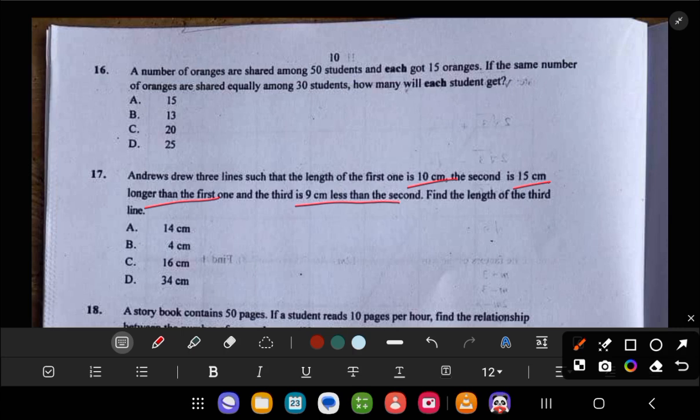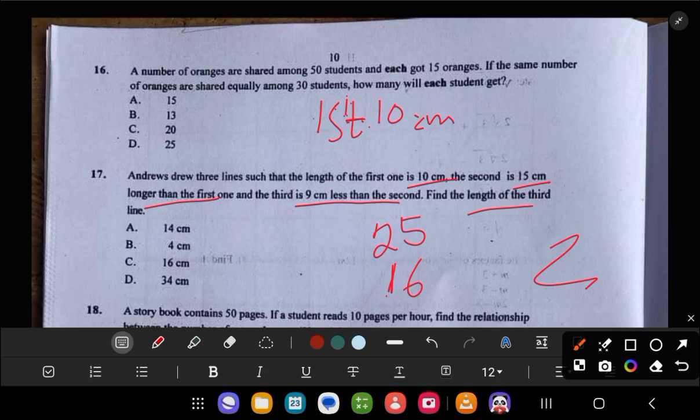So Andrew drew 3 lines. The first one is 10 centimeters. Then the second is 15 centimeters longer than the first. So if the second is 15 centimeters longer than the first, it means plus: 10 plus 15 is going to give you 25. So the second is 25. And the third one is 9 centimeters less than the second. So 25 minus 9 will give you 16. The question says find the length of the third. The third is 16. Yes. So you just need to break the question down and flow with it.